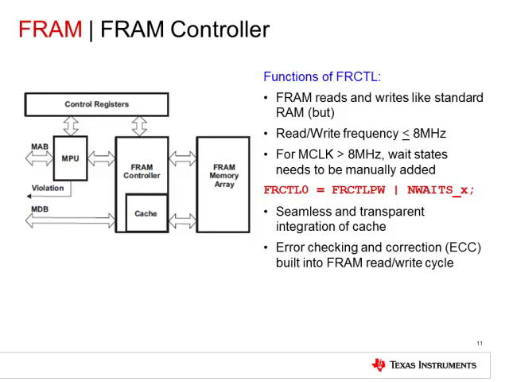The FRAM controller is the interface between the FRAM array and the CPU. Its function includes controlling the access speeds to FRAM to ensure that it does not exceed 8 MHz independent of the system frequency. FRAM reads and writes are similar to SRAM and need no special handling.